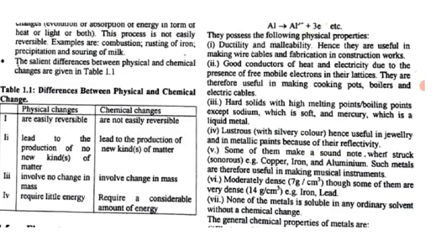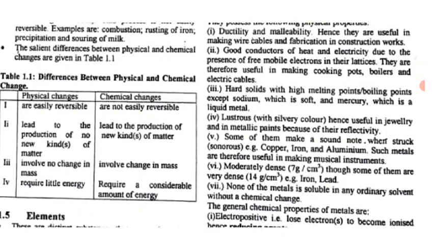Number five, some of them make a sound note when struck. That's they are sonorous, for example copper, iron, and aluminium. Such metals are therefore useful in making musical instruments. We even have brass, and we have a lot of them. So they are very useful in the production of musical instruments.